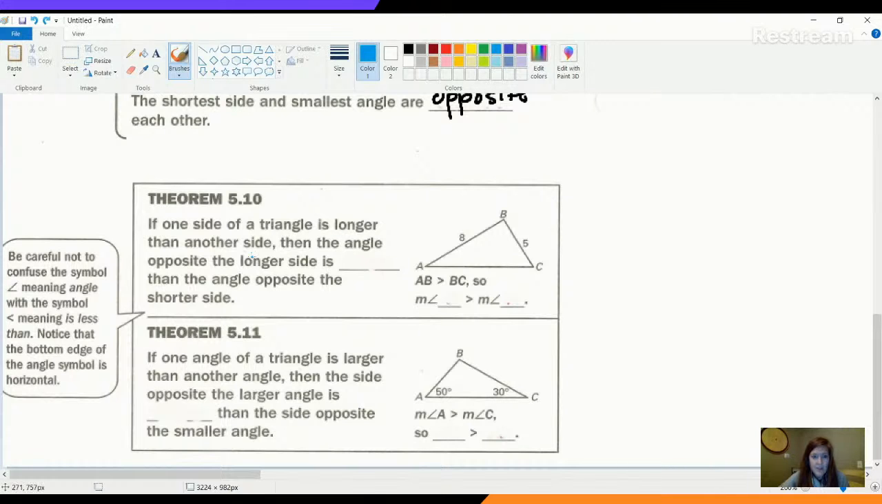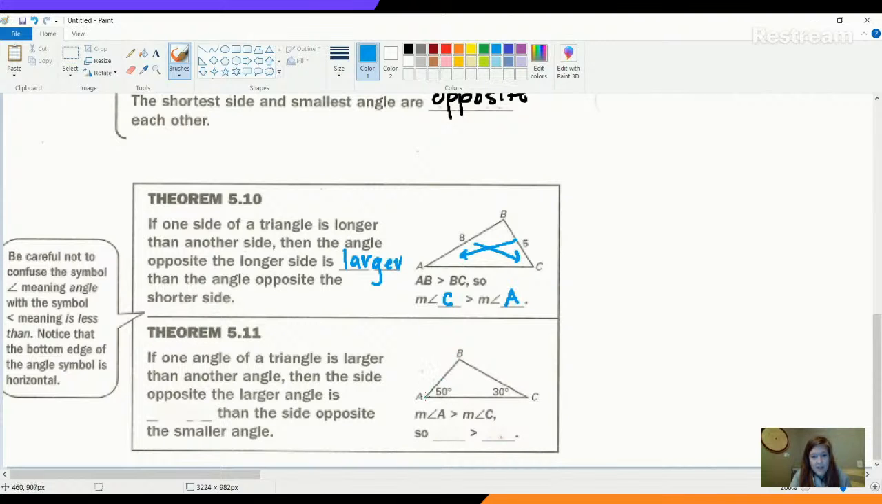So theorem 5.10 says, if one side of a triangle is longer than another side, then the angle opposite the longer side is larger than the angle opposite the shorter side. So in this picture, side AB is greater than side BC, right? A to B is 8 and B to C is 5. So that means that you go across, angle C is greater than angle A. So it's the opposite side, right?